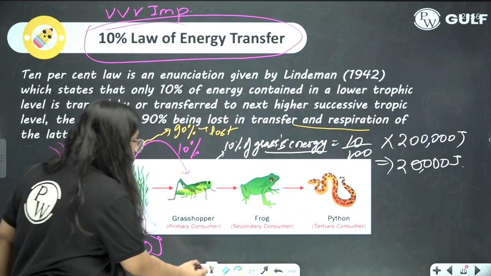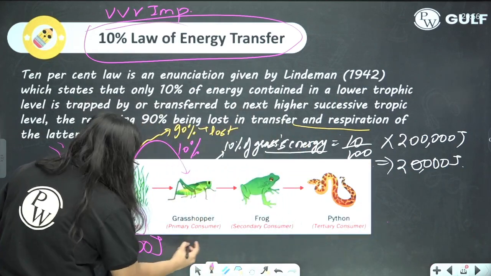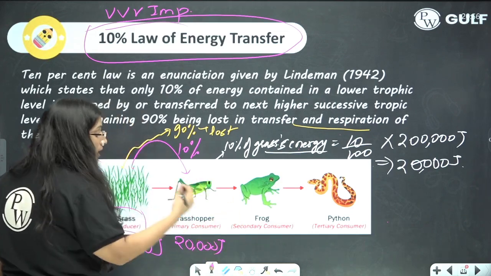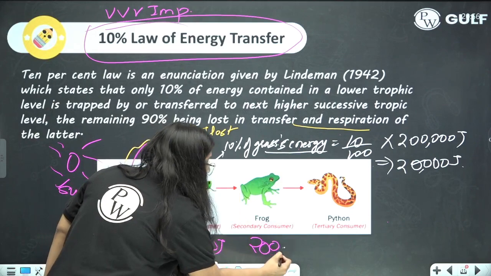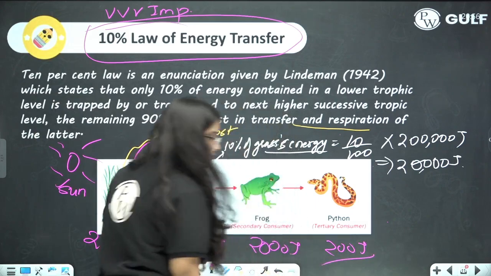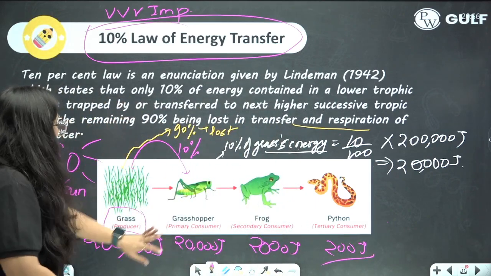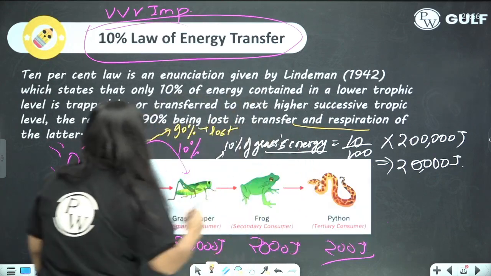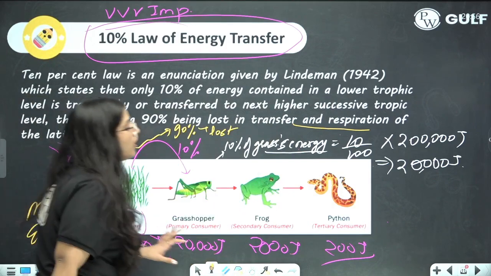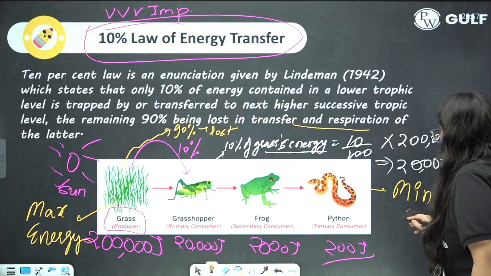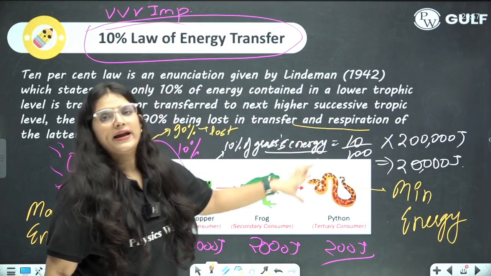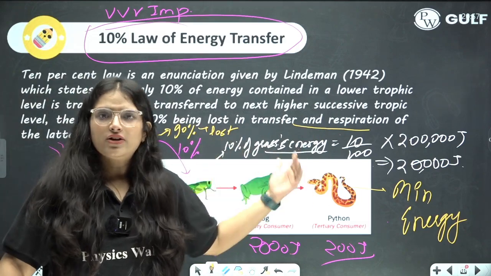Let's go to the next level. Here the grasshopper had 20,000 joule. Next, the frog, the secondary consumer, will have only 2,000 joule. And the python, the last consumer, will have 200 joules of energy. So you can say that in a food chain, the maximum energy will always be with the producer, whereas the minimum energy will be with the apex predator, the last trophic level of the food chain.